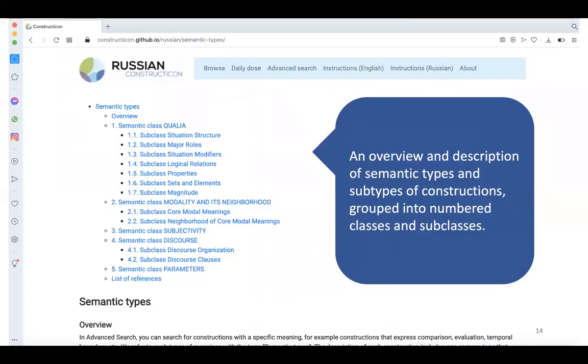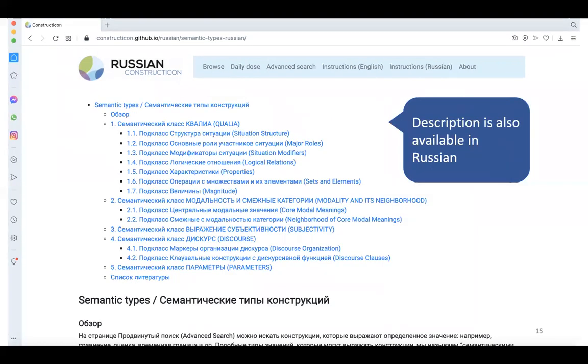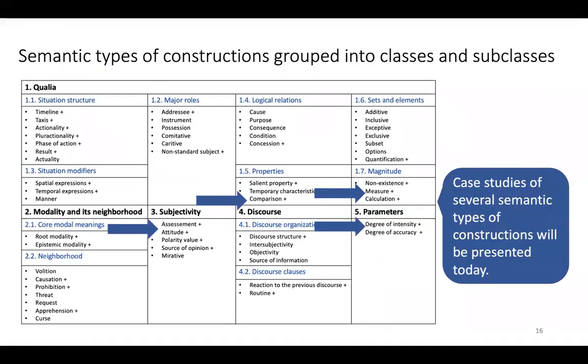We explain our terminology and provide illustrations of types and subtypes on the website of the Russian Constructicon, both in English, as you see here, and in Russian on this page. Today, several talks will present case studies of some of these semantic types.